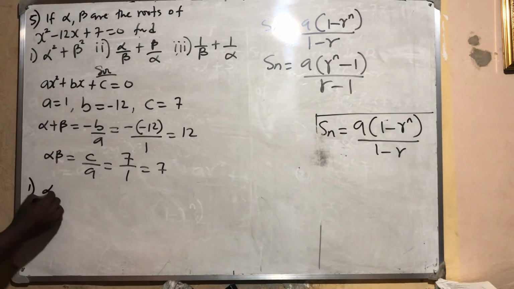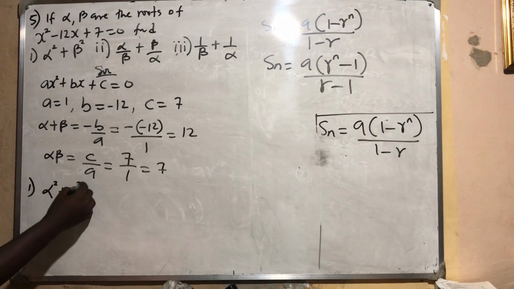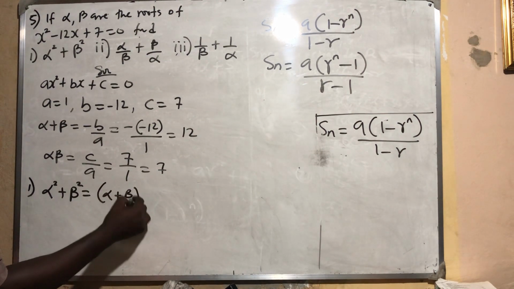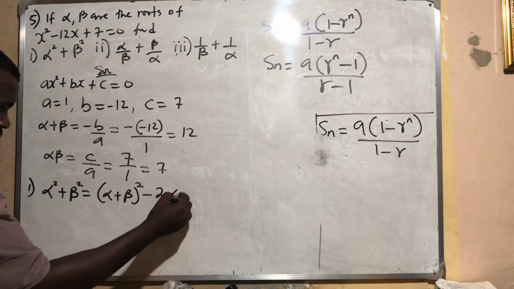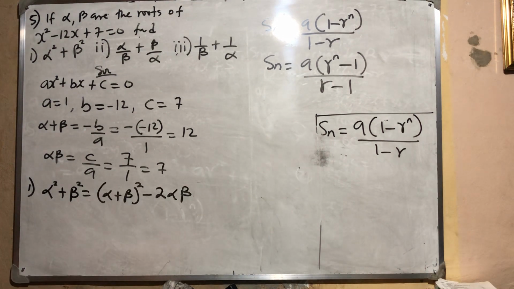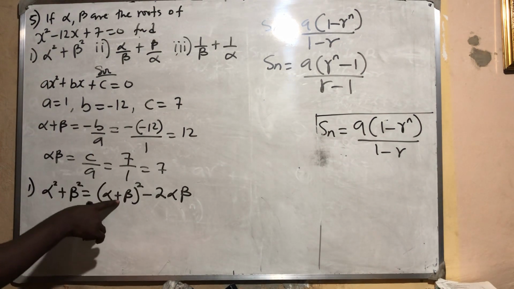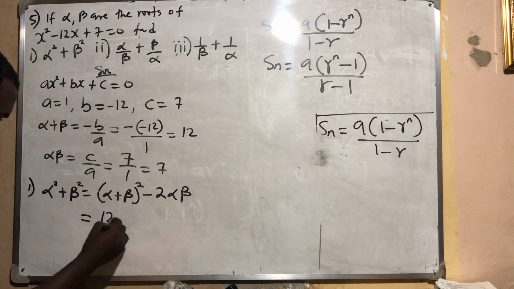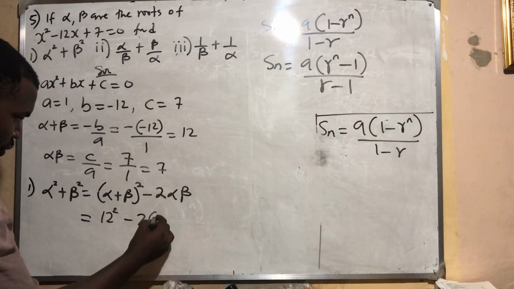The first one said alpha squared plus beta squared. It has a formula. The formula said alpha plus beta all squared minus 2 alpha beta. Please try and watch my video on roots of quadratic equation. You will see how we got this formula and you can memorize it. Now substitute. You see why we need to get these two things, I say you must get them, because it's always in the formula. So if you now put it, you have 12 squared minus 2 into 7.